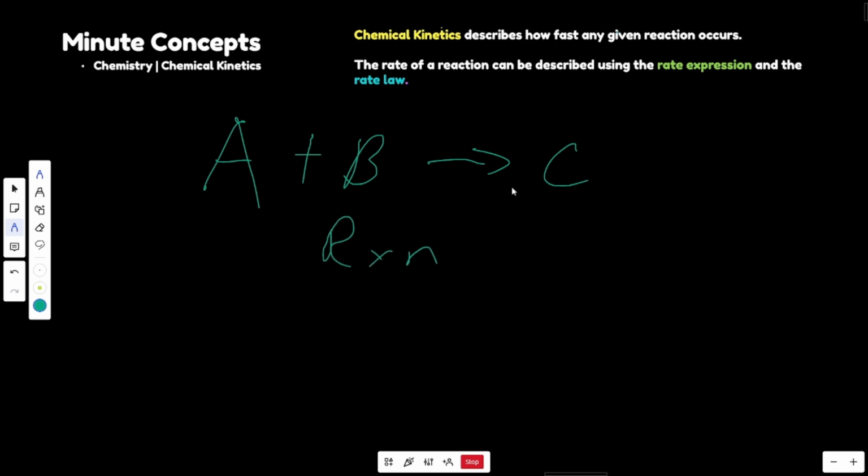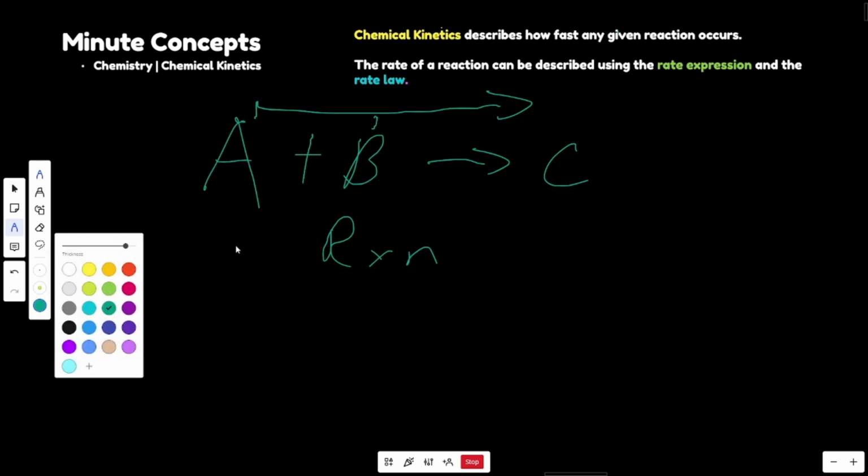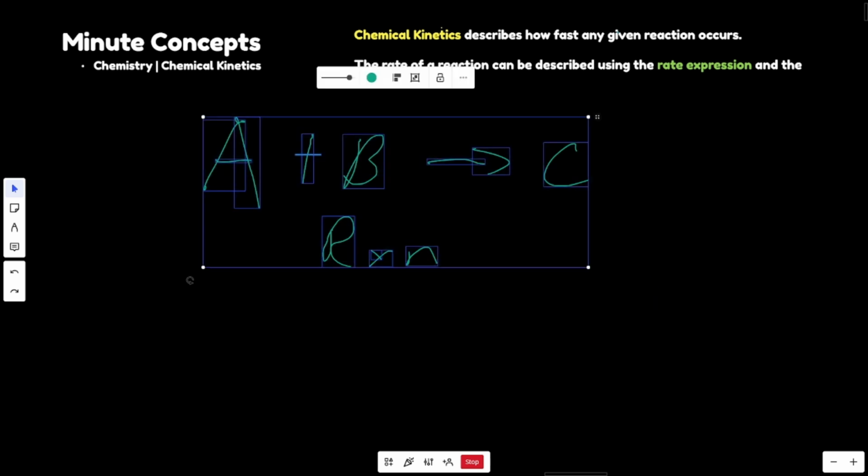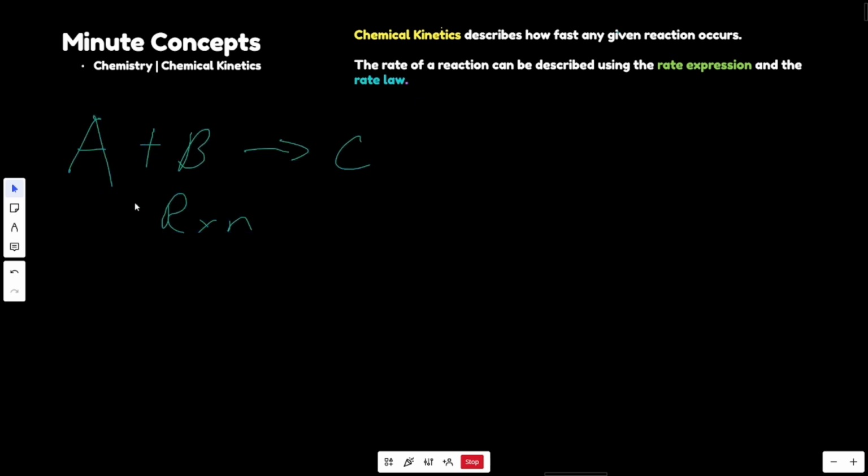Now, how fast does this reaction occur? In other words, how fast does A turn into C or B turn into C? Because these two are constituents of what compose C. So, whenever we have chemical kinetics, we actually describe primarily how fast the reactants change. And when we describe that rate of reaction, we can use two different approaches.